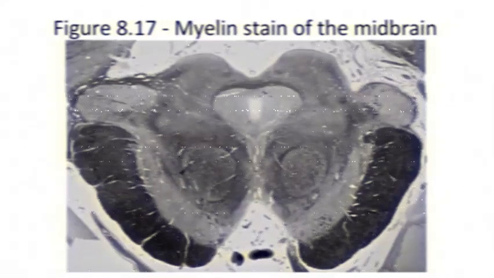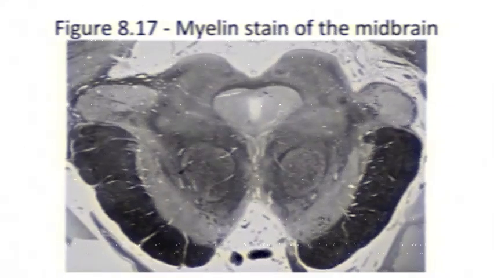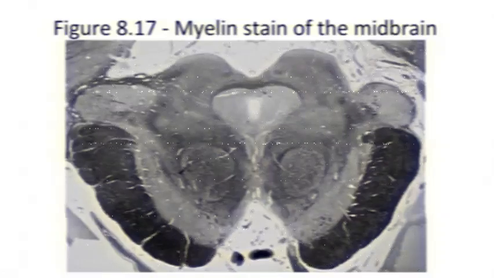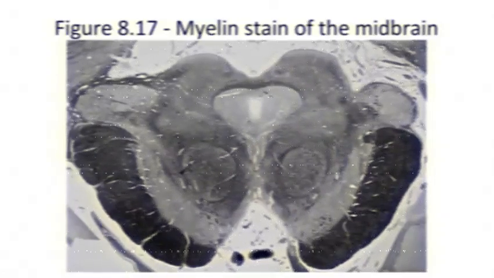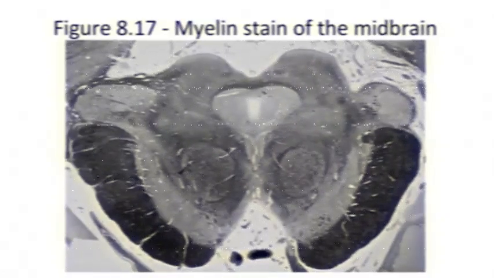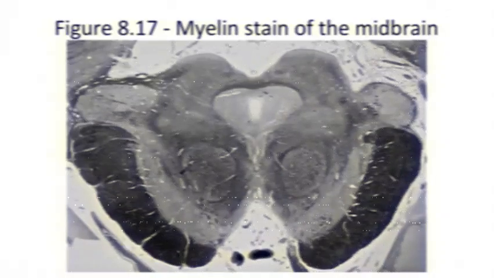For your reference, this is a myelin stain of an actual microscopic cross-section of the midbrain. For step 1, it's important for you to be familiar with these myelin stains of the brainstem. You need to be able to recognize what segment of the brainstem you're looking at and have a general idea of the location of the major landmarks.